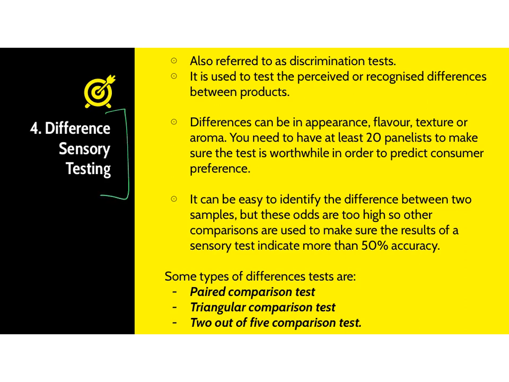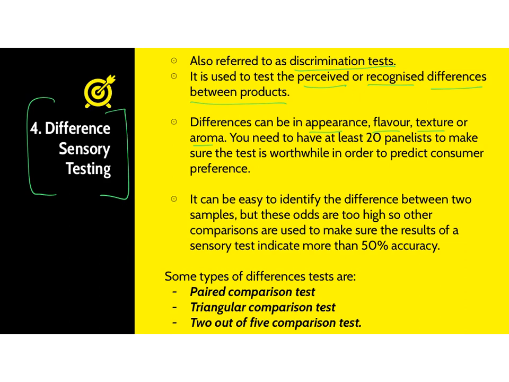Now, the next category we are going to look at are the difference sensory testing methods. These are also referred to as discrimination tests, and these are used to test the perceived or the recognized differences between food products. Differences can be present amongst food products through the appearance, the flavor, the texture, or the aroma. So the sensory properties can be quite different.